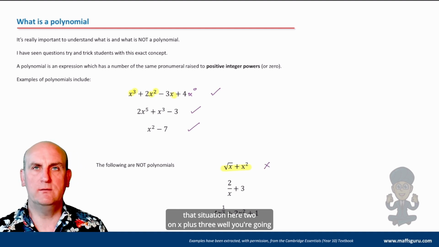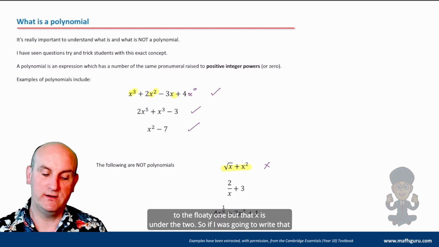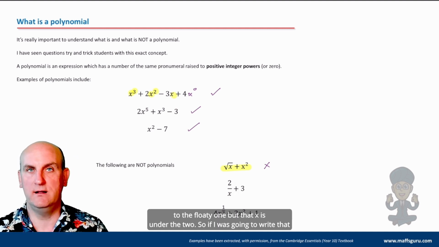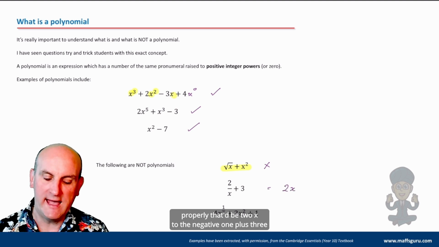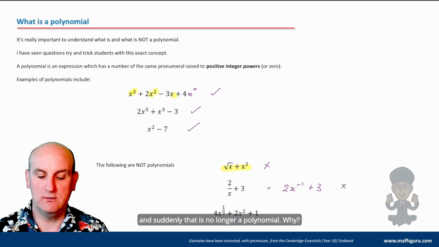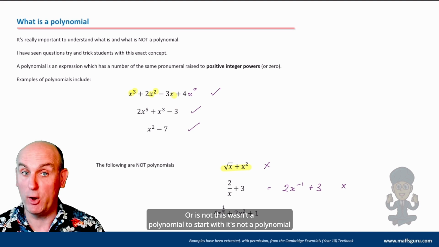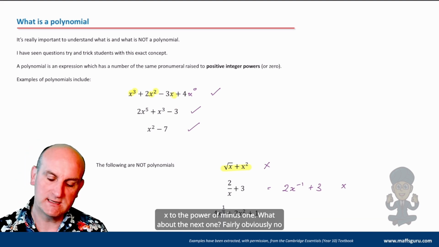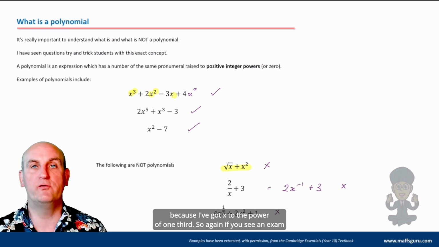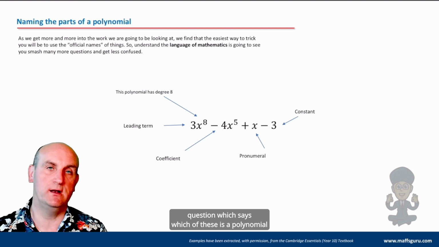Next, 2 on x plus 3. You might try to say that has a positive power, x to the 1. But that x is under the 2. So if I was going to write that properly, that would be 2x to the negative 1 plus 3. And suddenly that is not a polynomial, x to the power of minus 1. What about the next one? Fairly obviously no, because I've got x to the power of 1/3. So if you see an exam question which asks which of these is a polynomial, you'll be able to work it out.